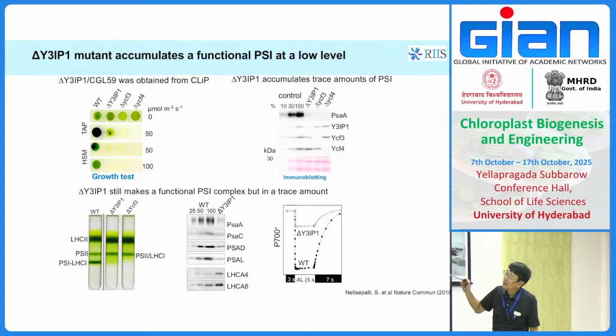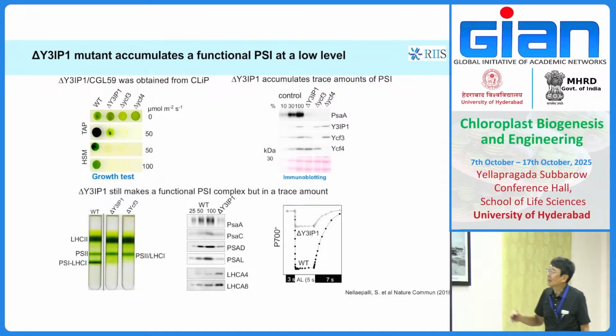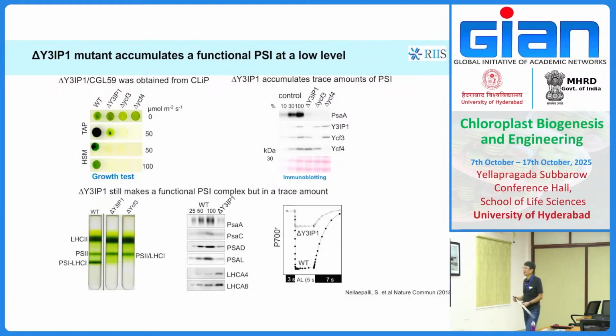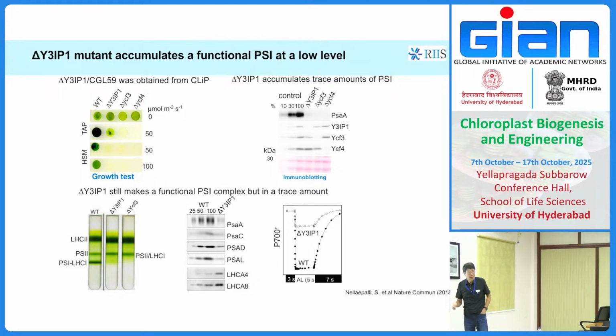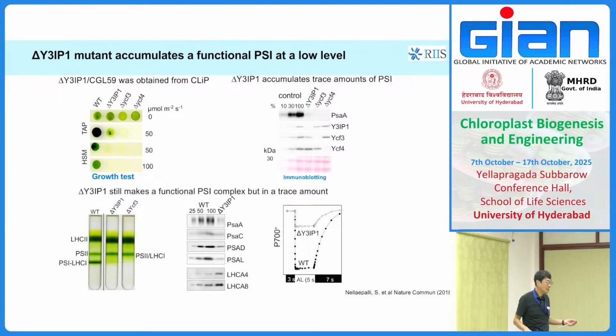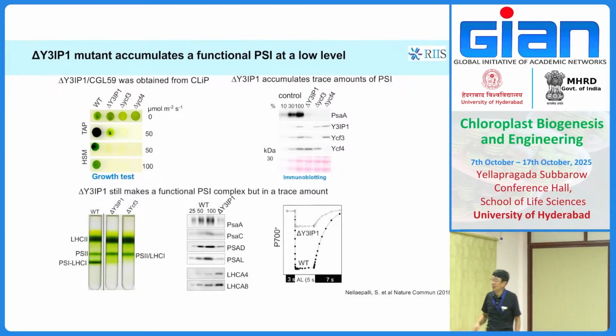Because we detected a very small amount of PS1, and also the photosensitivity is a little less than delta YCF3 and YCF4, we expected that a small amount of PS1 might be assembled. So we isolated thylakoid membrane, solubilized it with mild detergent, and separated the extract by a sucrose gradient, as shown many times.